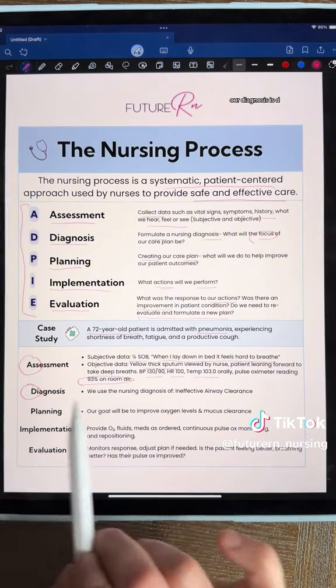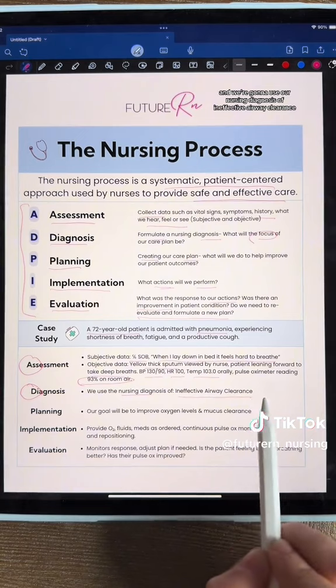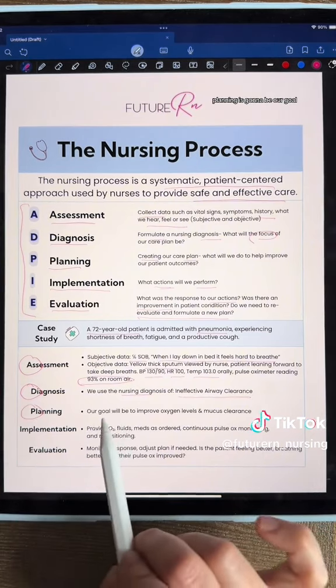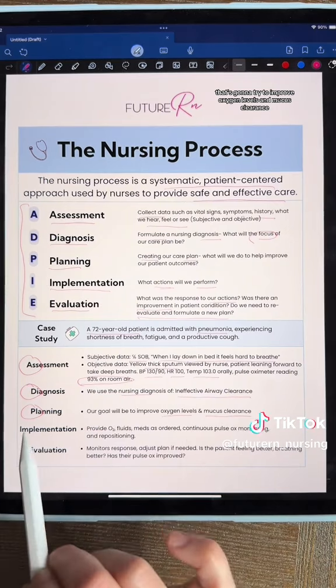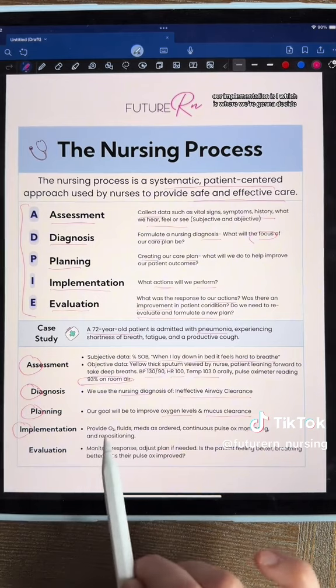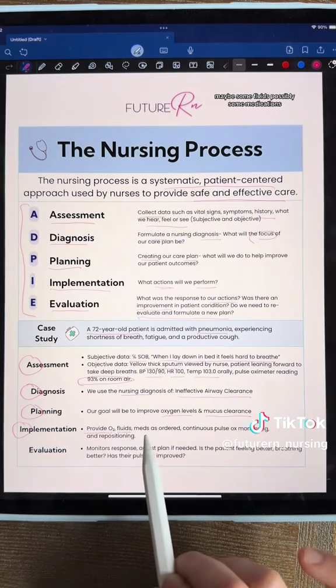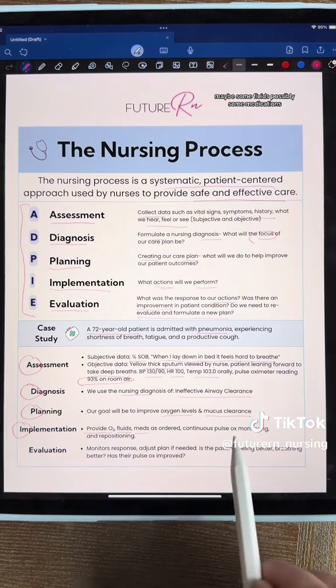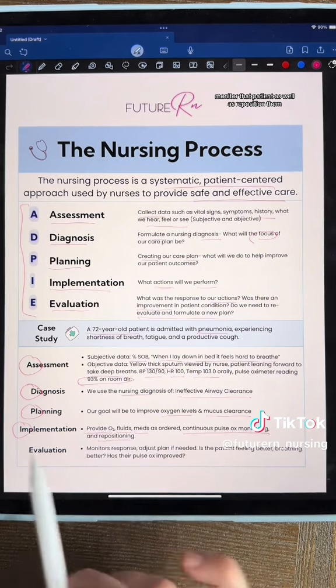Our diagnosis is D, and we're going to use our nursing diagnosis of ineffective airway clearance. Planning is going to be our goal that's going to try to improve oxygen levels and mucus clearance. Our implementation is I, which is where we're going to decide what are we going to do for this patient. We're going to provide oxygen, maybe some fluids, possibly some medications, and we're going to continuously pulse ox monitor that patient as well as reposition them.